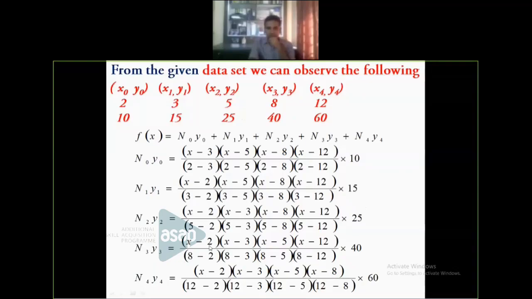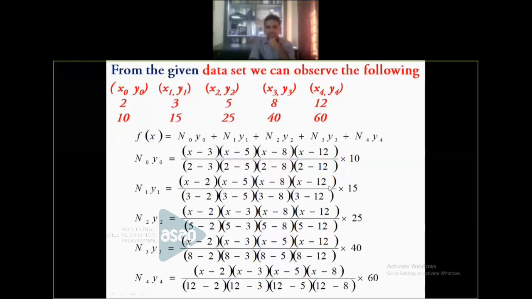Same for n3: x minus x0, x minus x1, x minus x2, and x minus x4, since x minus x3 is not there. The corresponding denominator is x3 minus x0, x3 minus x1, x3 minus x2, x3 minus x4, where x3 is 8, multiplied by y3, which is 40. Now coming to n4 times y4: x minus x0, x minus x1, x minus x2, x minus x3. For the x4 value, x4 minus x0, x4 minus x1, x4 minus x2, x4 minus x3, multiplied by y4, that is 60.